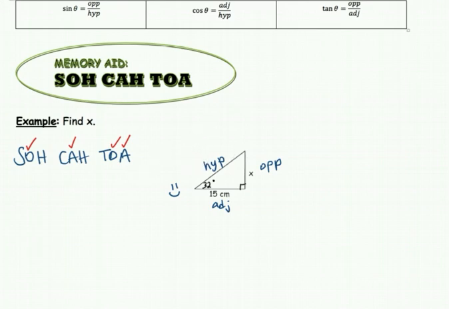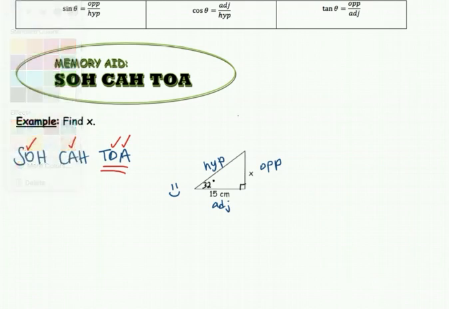So then when you go back to the formulas here, you'll notice both of these, opposite and adjacent, we have those, so that's why tangent is the one that we need to use here. We can't use cosine or sine because we don't have enough information. We need to have the hypotenuse for those. So we're going to use tangent here.